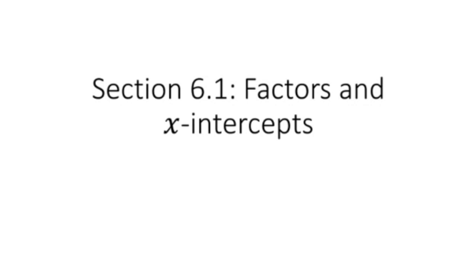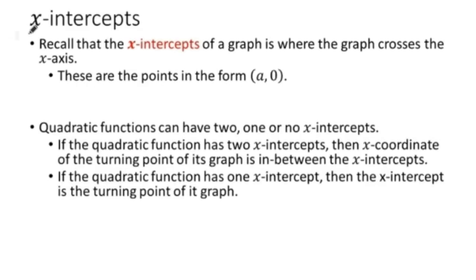Section 6.1, Factors and x-intercepts. Recall the x-intercepts of a graph are where the graph crosses the x-axis. Since every point on the x-axis has a y component of 0, then these points will be in the form of (a, 0). Every quadratic function is either going to have 2, 1, or 0 x-intercepts.